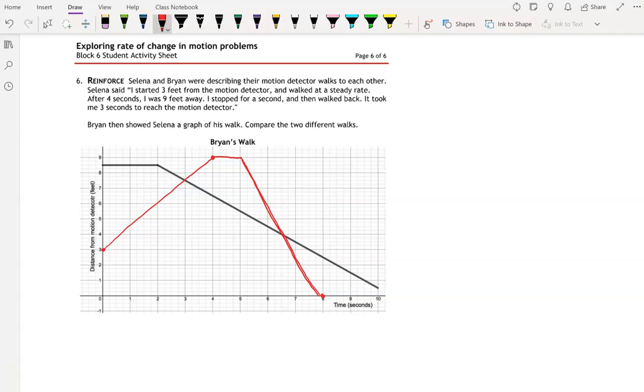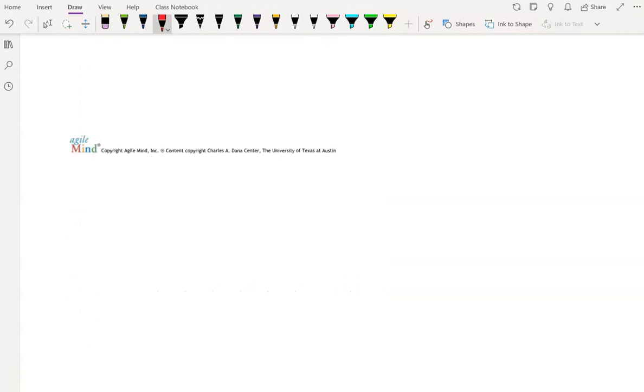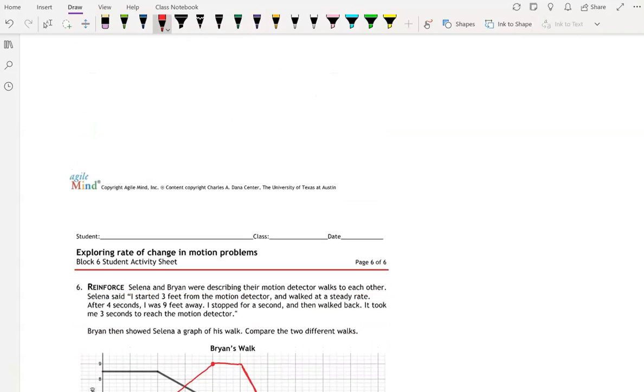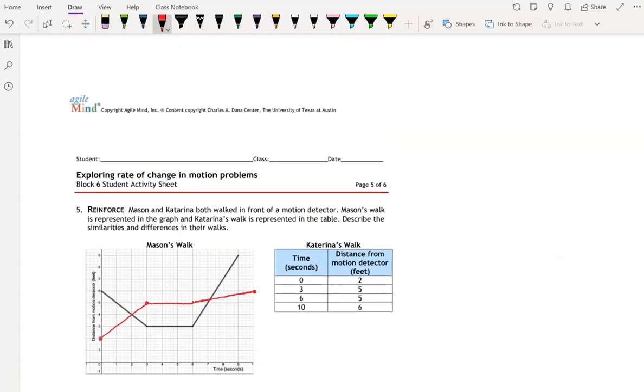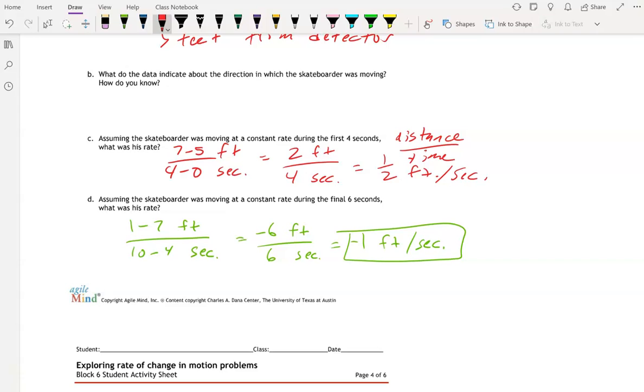And you can see their graphs are very different. Okay, you just need to be able to read and write these graphs. Very important for you to be able to do so. Okay, and so all you needed to do was complete these pages, and then you'll find an Agile Mind assignment for you to complete on the computer.